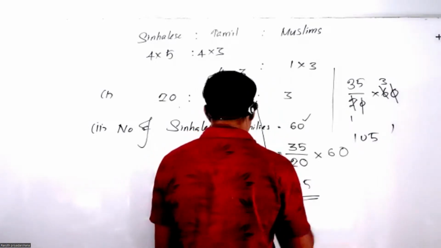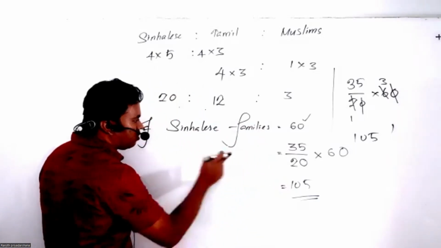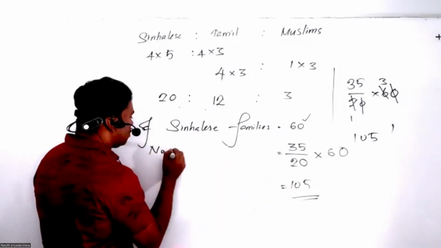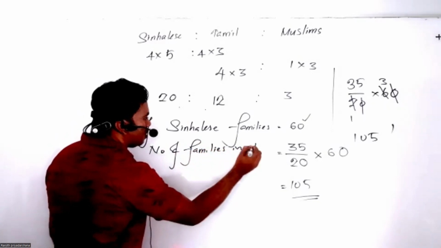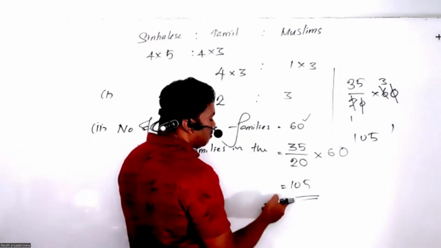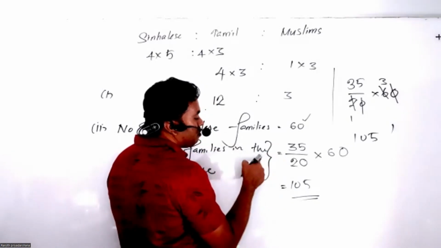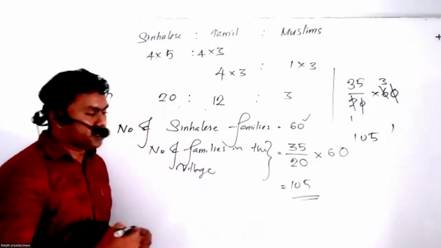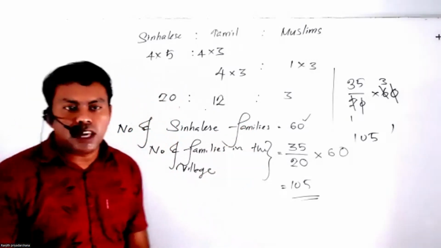105 families, right? So at the head of this calculation, we have to write something. By this calculation, what's the answer? Number of total families, number of families in the village. Therefore, before the calculation, we have to write this number of families, because the answer is the number of families. So make it correct. Sometimes you may have done this correctly, but with no proper statements. Therefore, take this down.